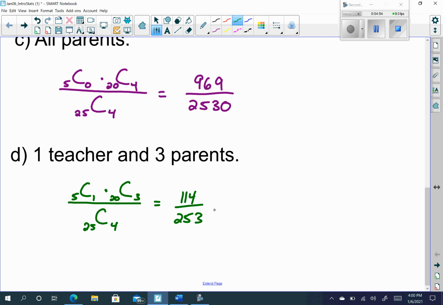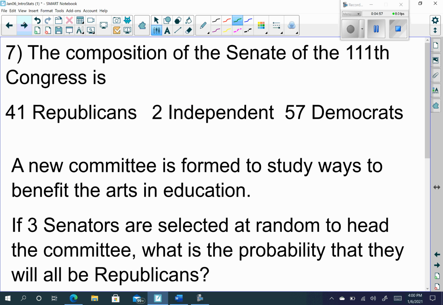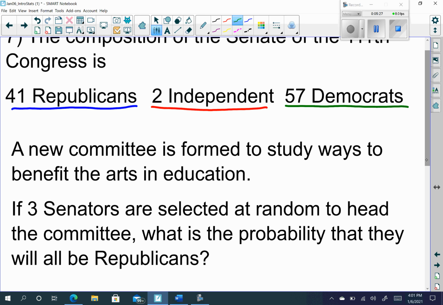Okay, let's take a look at another example. Please take the time, pause the video to write this out, read it over. But in this example, the composition of the Senate of the 111th Congress is 41 Republicans. Sometimes it's helpful if it's just kind of color-coded or underlined here. 2 independent and 57 Democrats. A new committee is formed to study ways to benefit the arts and education. If 3 senators are selected at random to head the committee, what is the probability that they will all be Republicans?